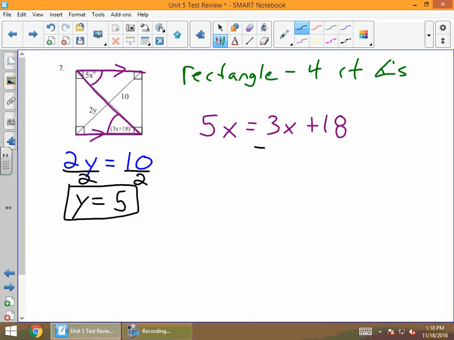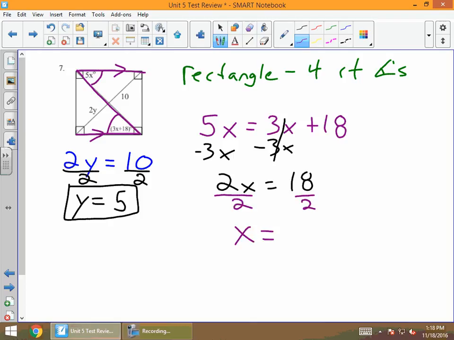Solve. Minus 3x. Gone. 5x minus 3x. I already kind of hit it for you guys. You're welcome. Equals 18. Last step, divide by 2, divide by 2. X is equal to 9. X is 9. Yes, question.